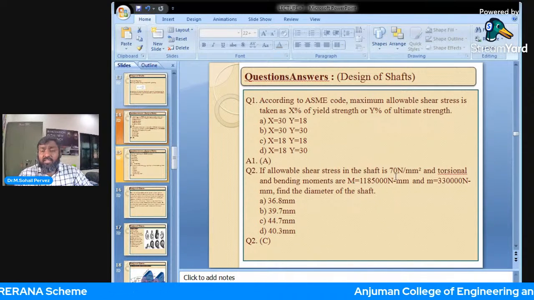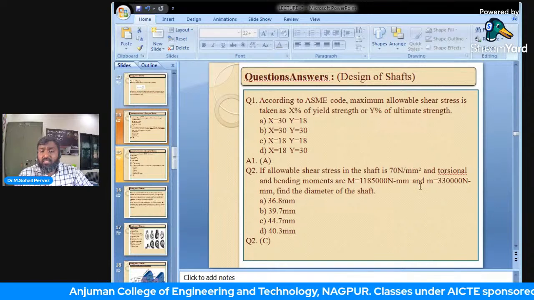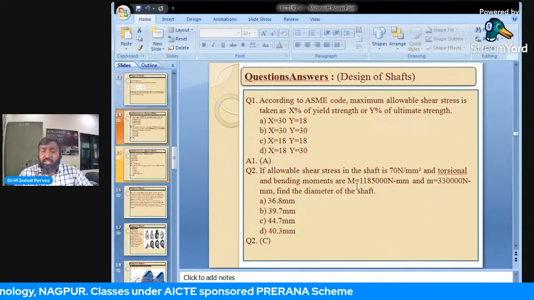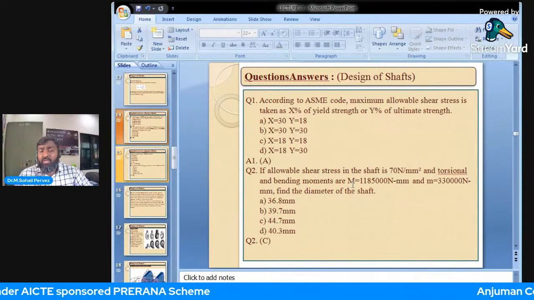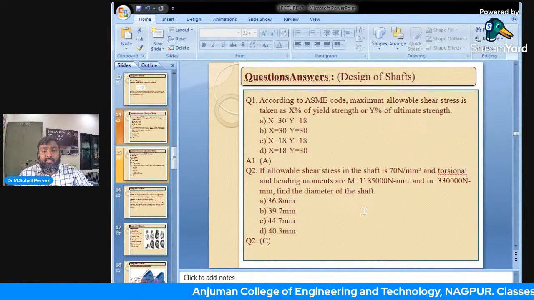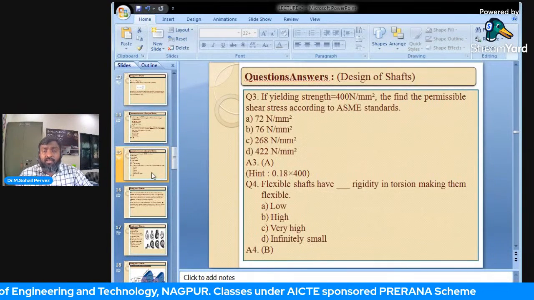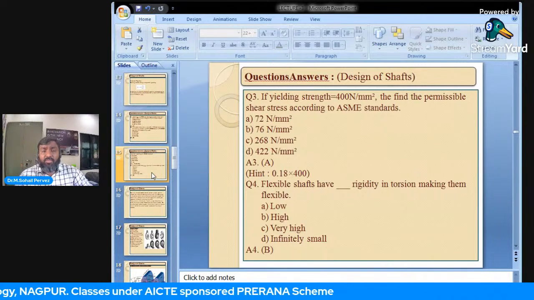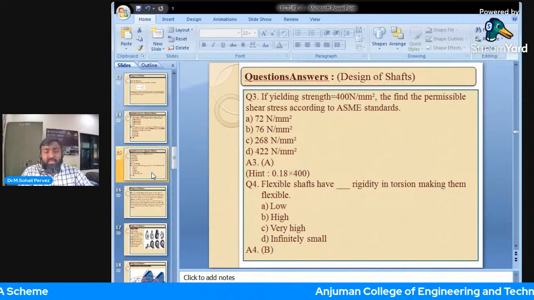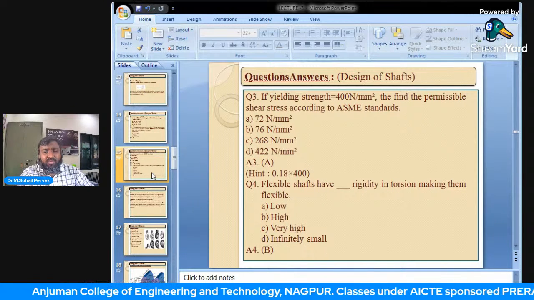If the allowable shear stress in the shaft is 70 megapascal and the torsional and bending moments are given, find the diameter of the shaft. Here the equivalent bending moment or equivalent twisting moment can be calculated using the equation which we have discussed, and with this we can calculate the diameter of the shaft. If yield strength is 400, find the permissible shear stress according to the ASME code. The ASME equation has to be considered accordingly, given the hint also, so that one can understand what the answer would be.